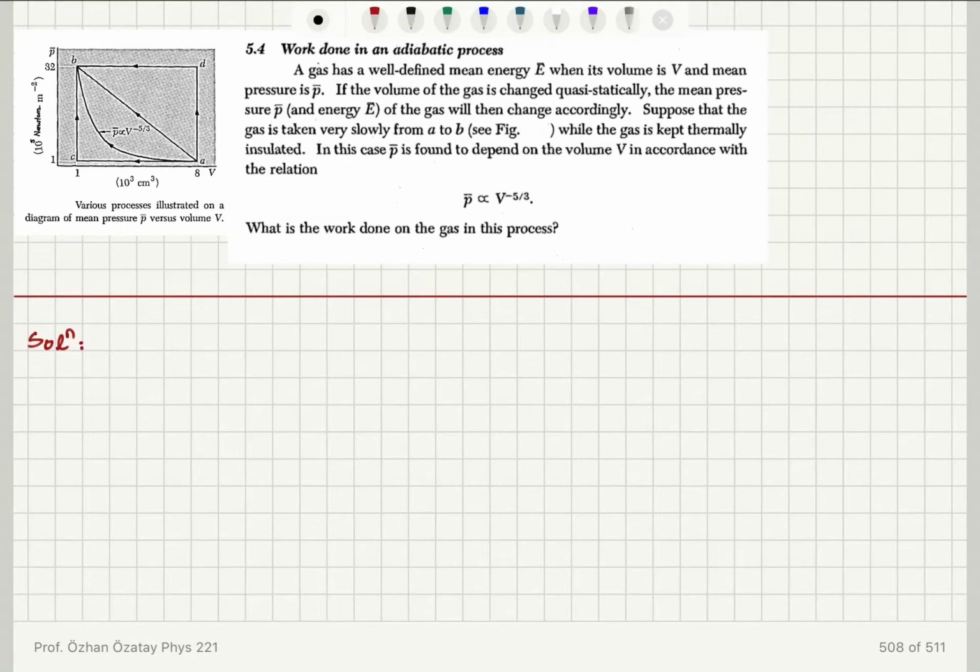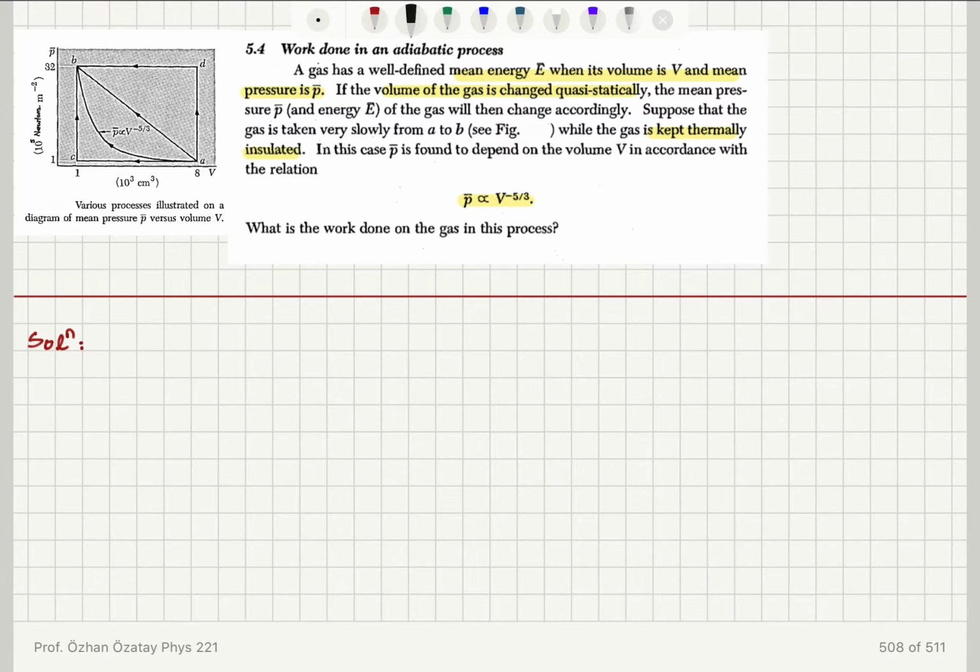Work done in an adiabatic process. A gas has a well-defined mean energy E bar when its volume is V and mean pressure is P bar. If the volume of the gas is changed quasi-statically, the mean pressure and energy of the gas will then change accordingly. Suppose that the gas is taken very slowly from A to B, as in the figure, while the gas is kept thermally insulated. In this case, P bar is found to depend on the volume as V to minus 5/3. What is the work done on the gas?